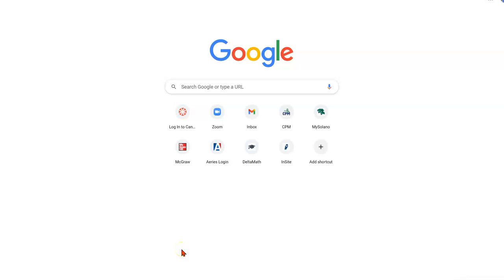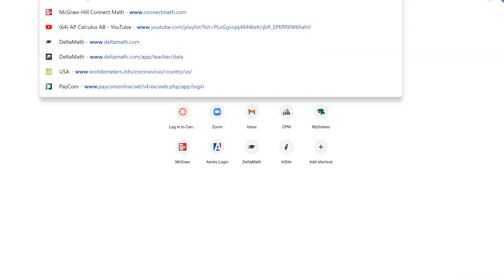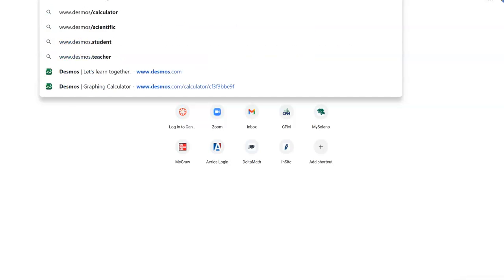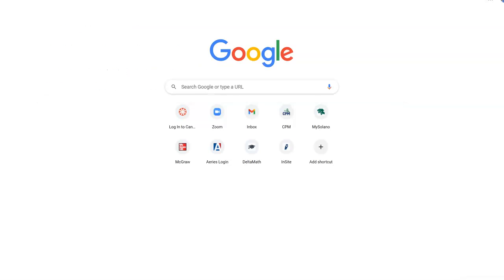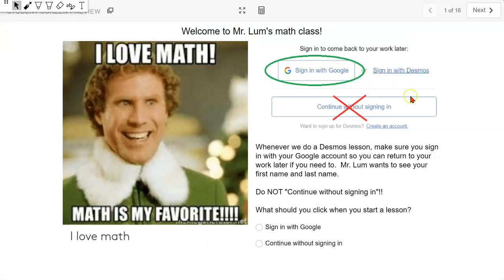Activity 4, creating tables and graphs using technology. I will teach you how to use Desmos, and I want you to go to www.desmos.com and then sign in and create an account. And I will send you a code for this activity. And this is our lecture also, and you can use this anytime.